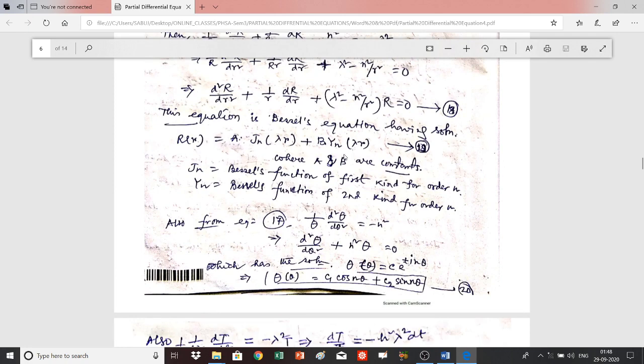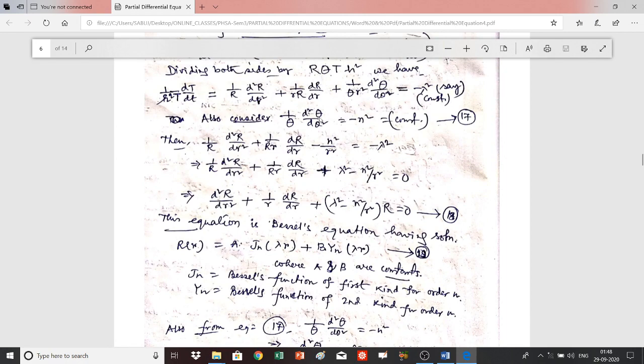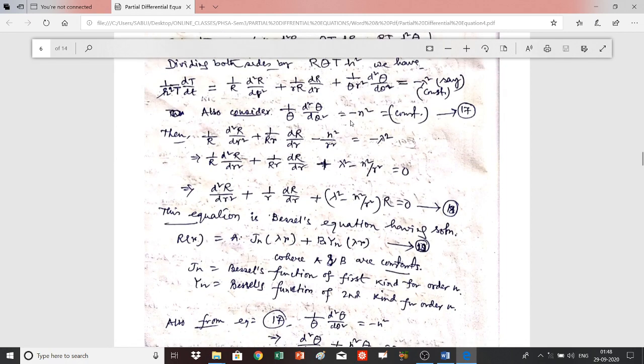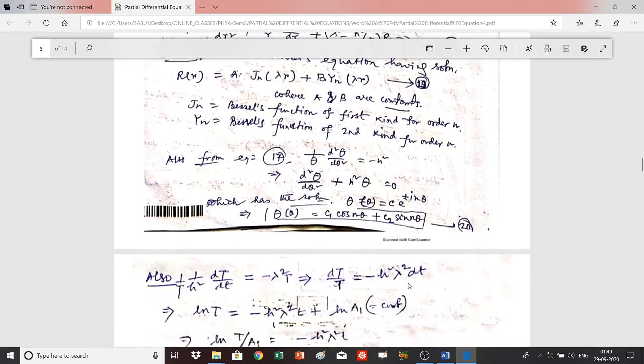And now from equation number 17, that was written here, (1/Θ) d²Θ/dθ² equal to minus n square. From here you can write d²Θ/dθ² plus n square Θ is equal to 0, which has a solution Θ(θ) = c e^(±inθ), and you can also write it as c1 cos nθ plus c2 sin nθ. This is equation number 20.